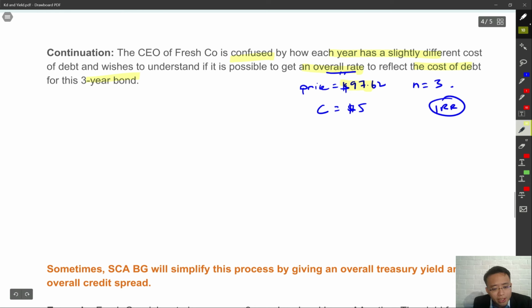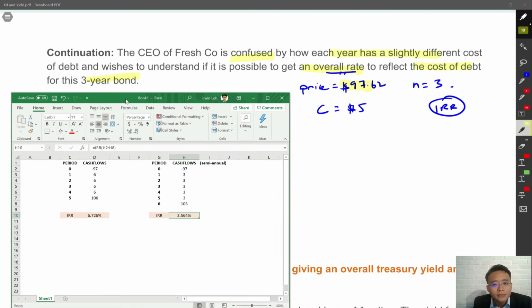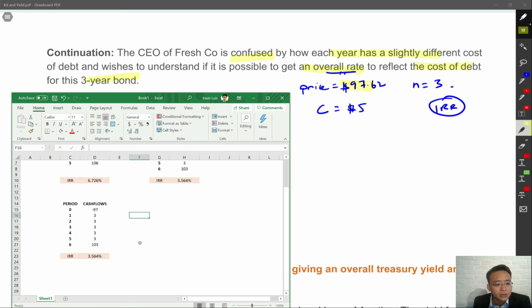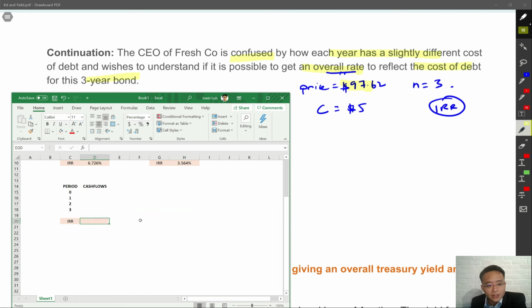So let's go ahead and work that out. I'm going to pull my Excel back in again. You'll notice now, let me just copy and paste it below here. Okay, so you scroll down below. I do not need so many periods, so I'll delete this off. I only need 3 periods for this bond. Now, this bond has 3 periods.